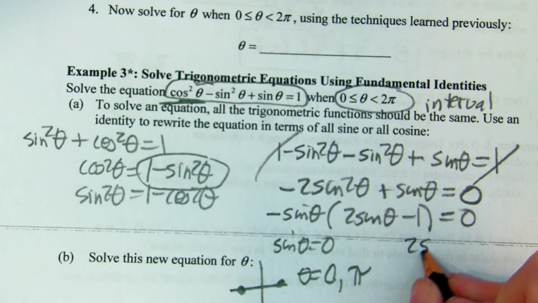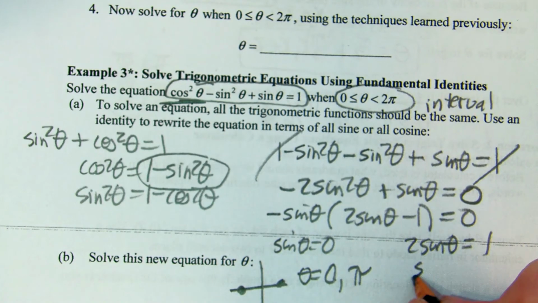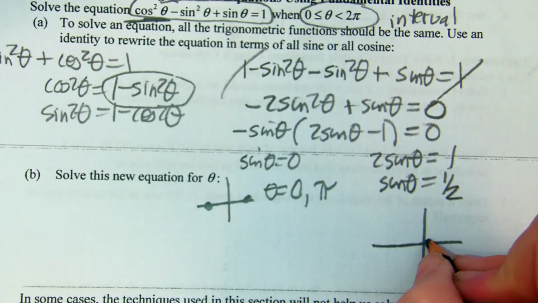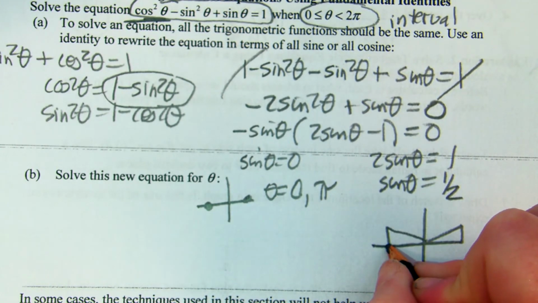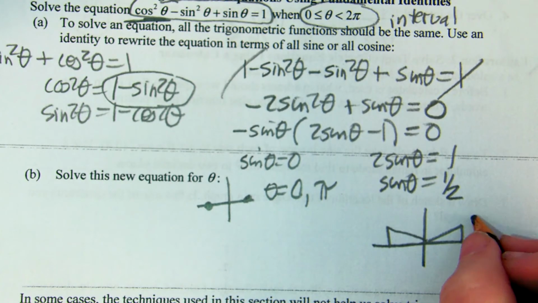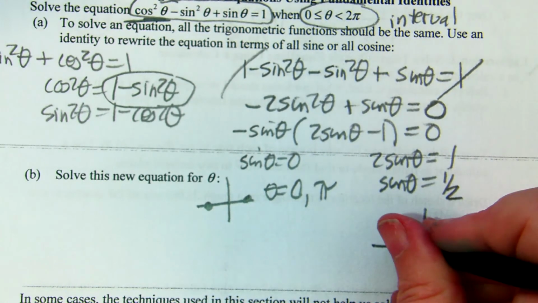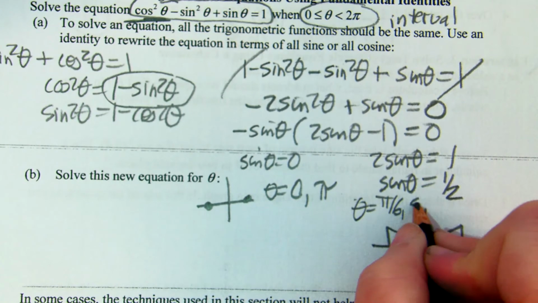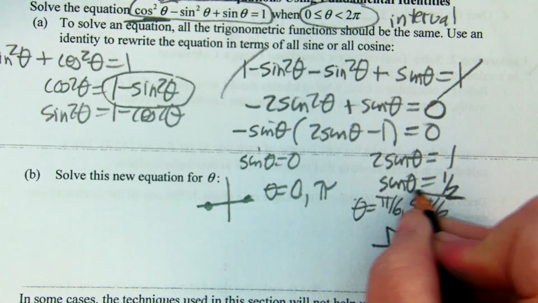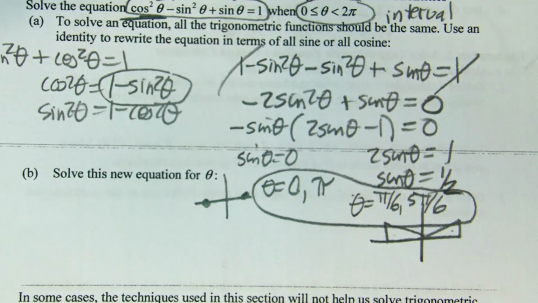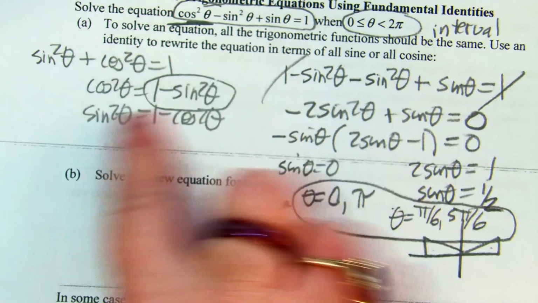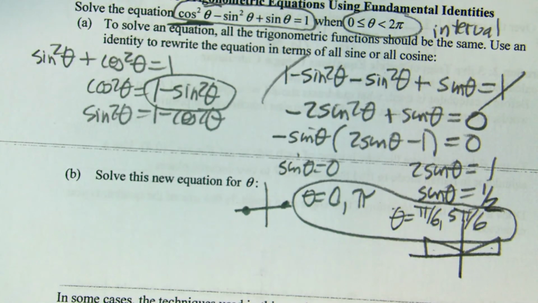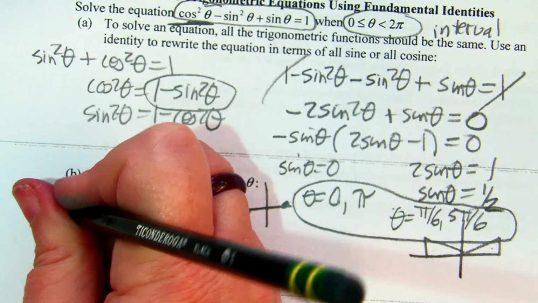And then we have 2 sine theta equals 1, sine theta equals 1/2. And it's 1/2 there and there. The sine is 1/2. So this is pi over 6 and 5 pi over 6. So those are the solutions that we have. So you might have to make some substitutions using the Pythagorean identities, but not tonight. Today it's 7.3, day 3.